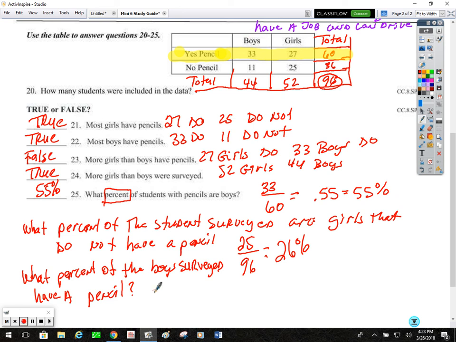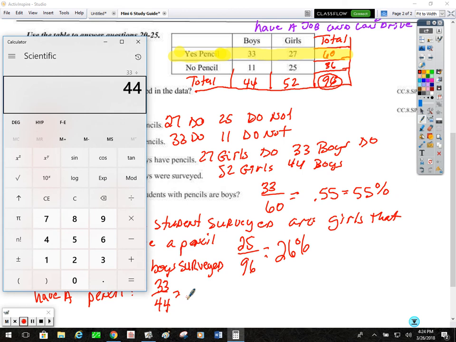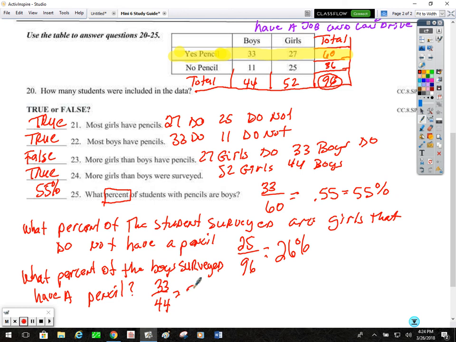Okay, well, if I look, I've locked myself into this category. There were 44 boys surveyed. 33 of them have a pencil. So again, we take our calculator. 33 divided by 44, 0.75. So 75% of the boys have a pencil. Okay, so just read the categories and set them up. All right, both of those are comparing a joint to a margin.